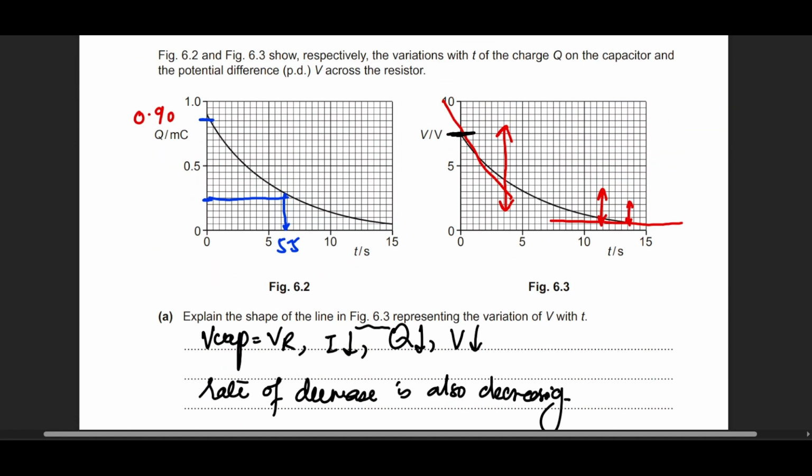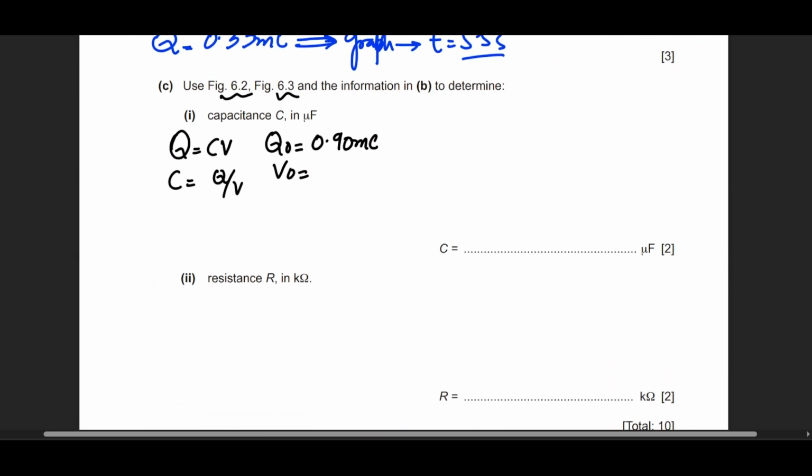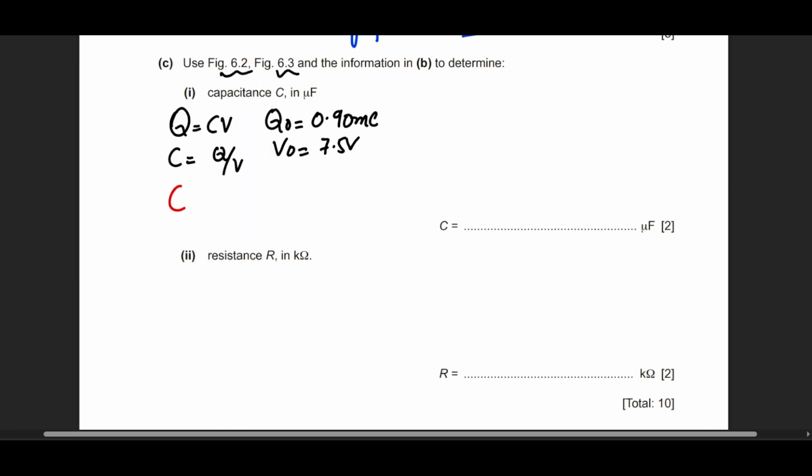So the peak voltage value that is over here is 7.5. You can open up the question and count the boxes. 7.5 volts. So replacing all these values in this equation gives me C is equal to 0.90 multiplied by 10 to the power minus 3 divided by 7.5. So capacitance comes out as 120 microfarads. So this will be 120.